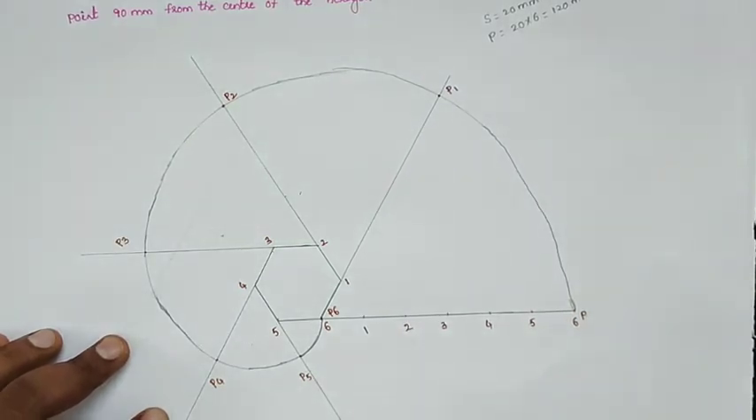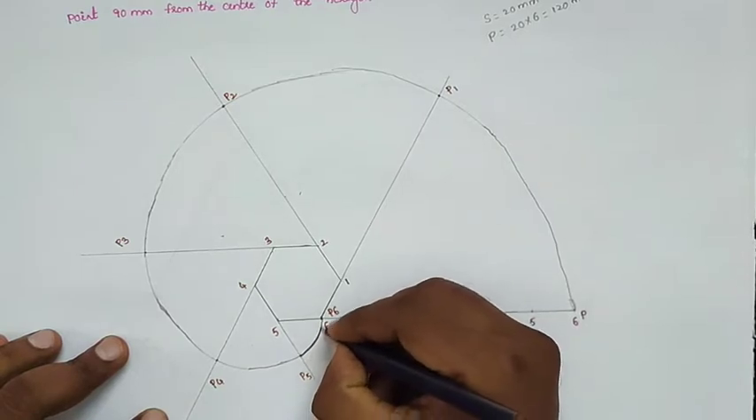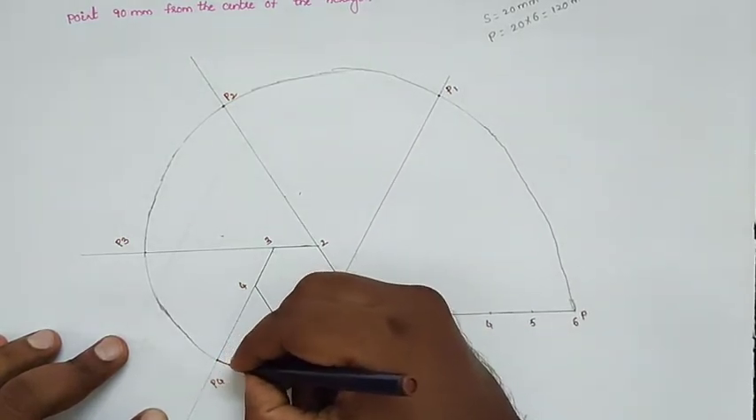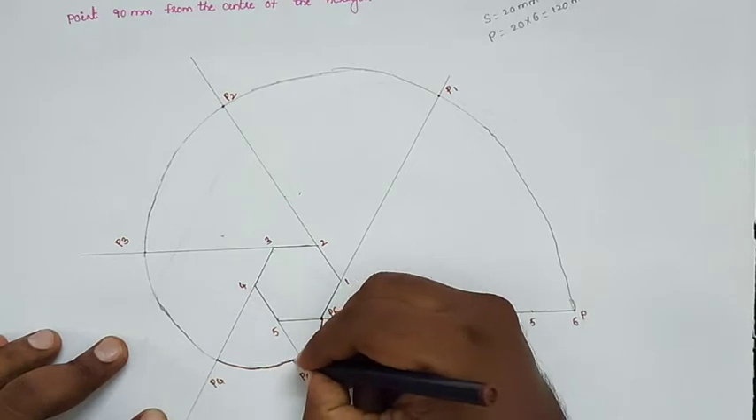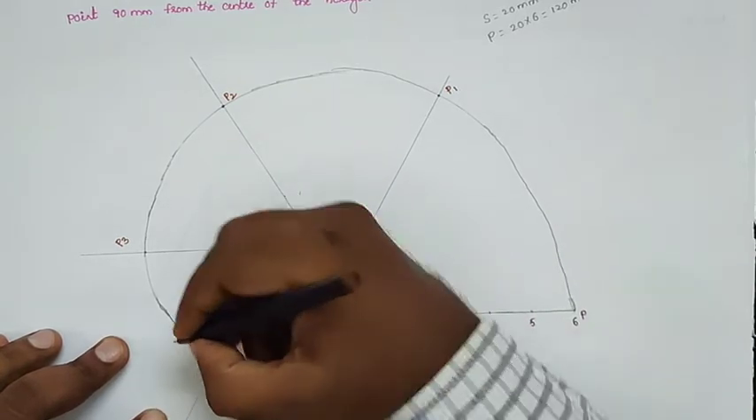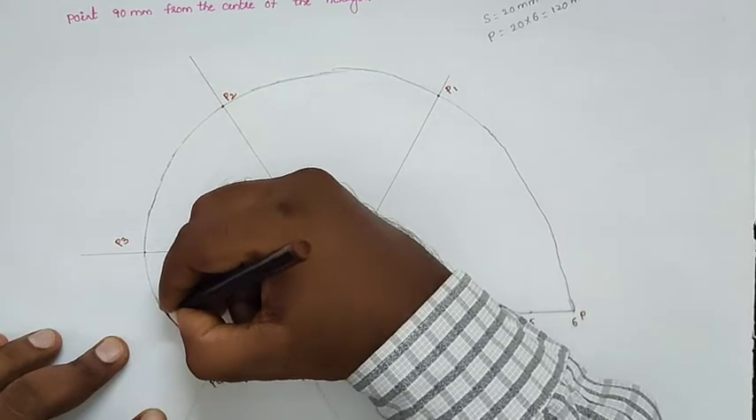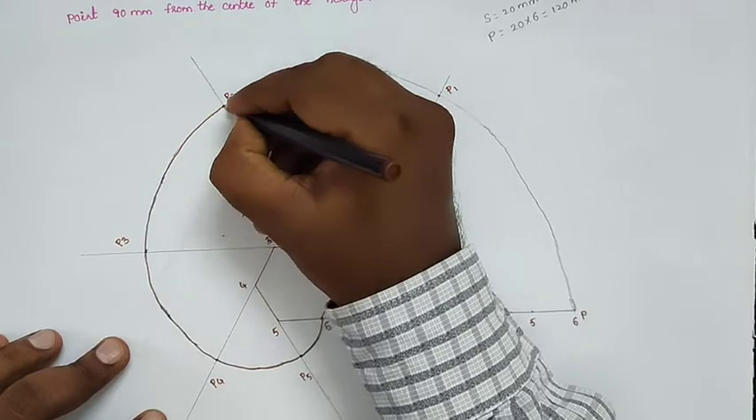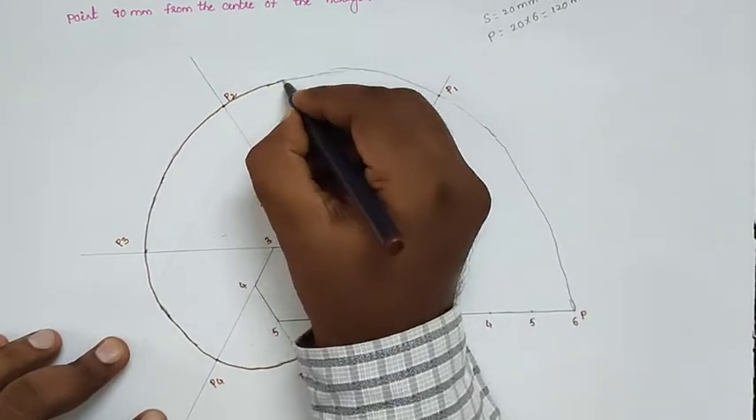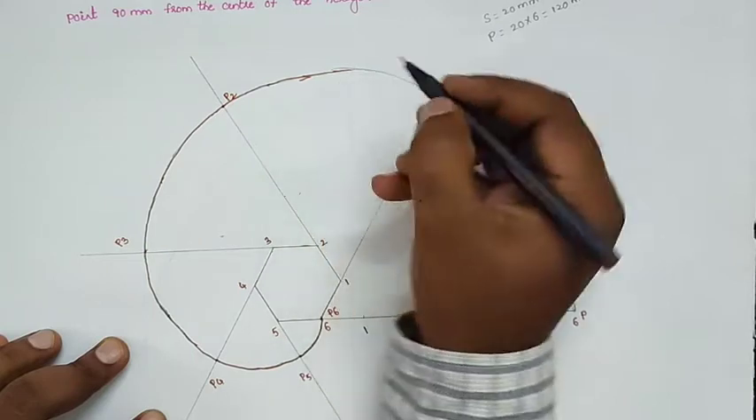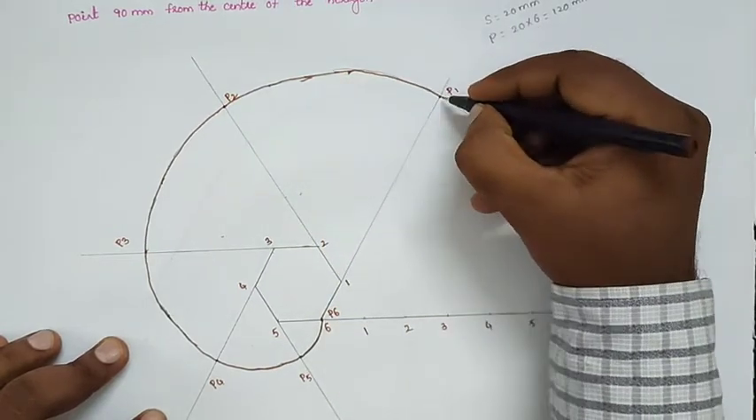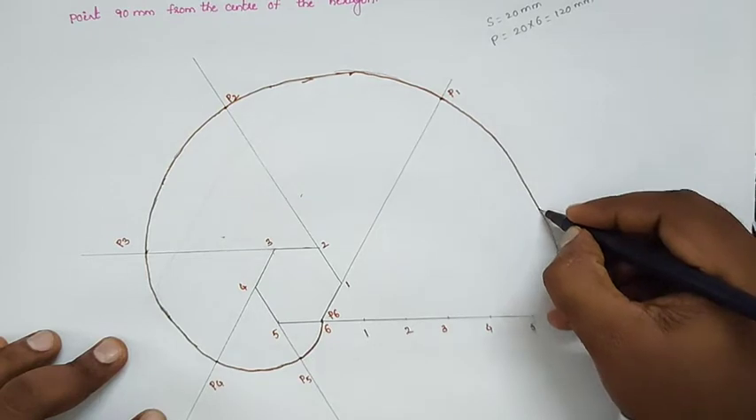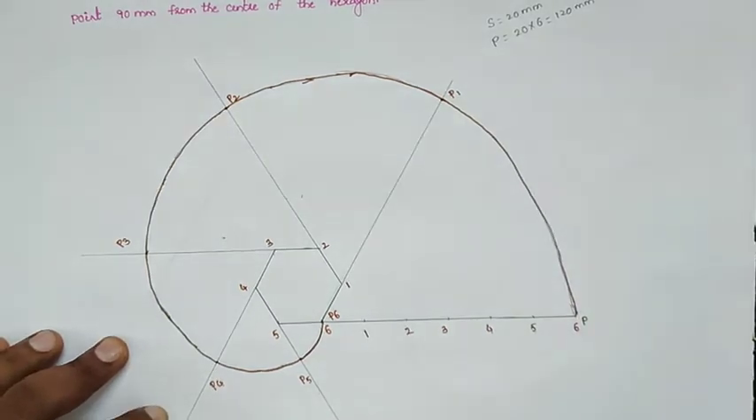Now by using your HB pencil, make it thick. So this is the involute of a hexagon. If the length of the string is equal to the perimeter of a hexagon, we will draw the involute like that. We will follow this procedure. So this is the involute.